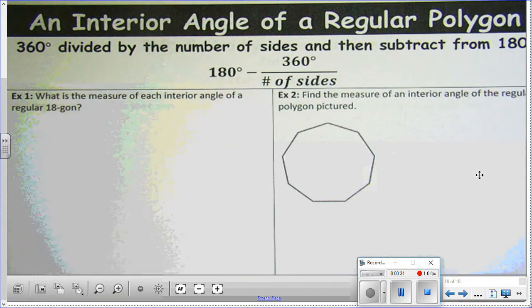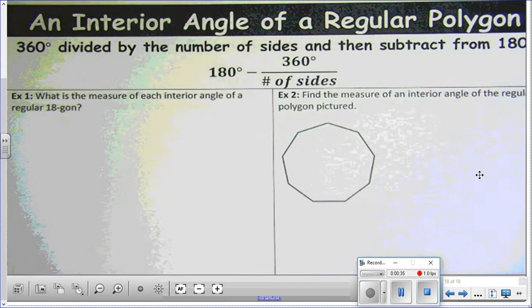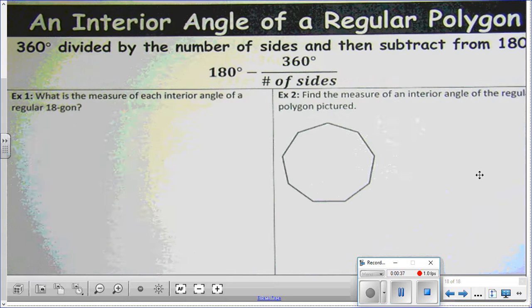Now, if you already know the sum of the interior angles, you can also just divide it by how many sides there are and go from there. Okay, so there are two methods to get there. Here are some examples that you might see.